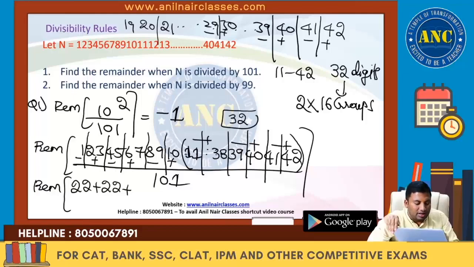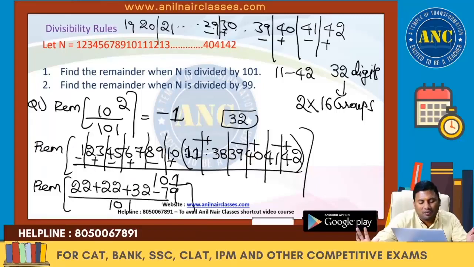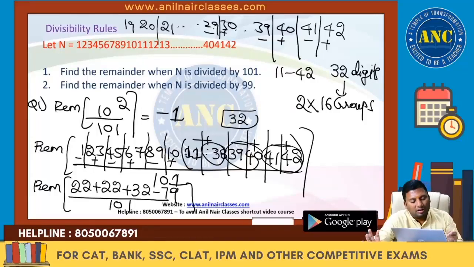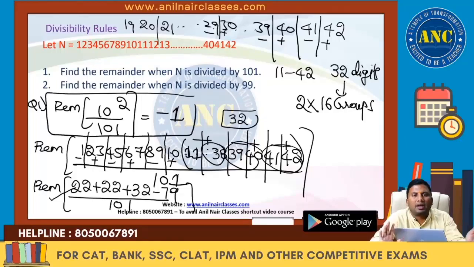10 minus 89 is minus 79, plus 32: minus 79 plus 32 divided by 101. I hope the logic is clear. Why is a little bit of complication required? Because first I wrote single digit numbers, then two digit numbers: 10, 11 and so on up to 42. From 11 to 42, there are 32 numbers, that means 16 groups, each group of two numbers. Each group gives a net value of 1, so 16 groups in total. Extra 10 is there: 10 minus 89, 67 minus 45, 23 minus 1. If you calculate it, you will get the answer. Idea clear? A little bit calculation intensive problem. The idea is 10 square divided by 101 is minus 1.